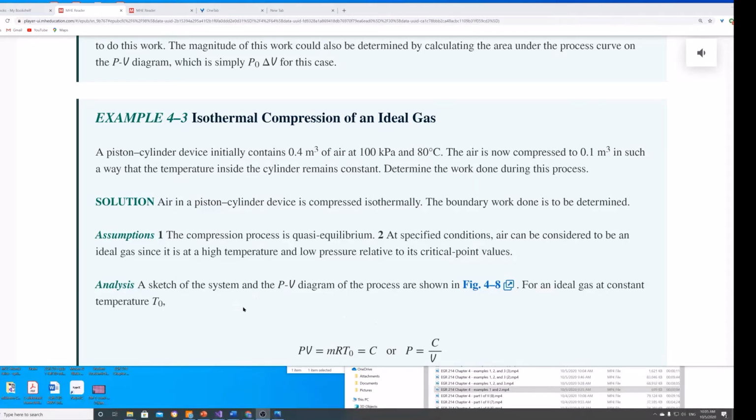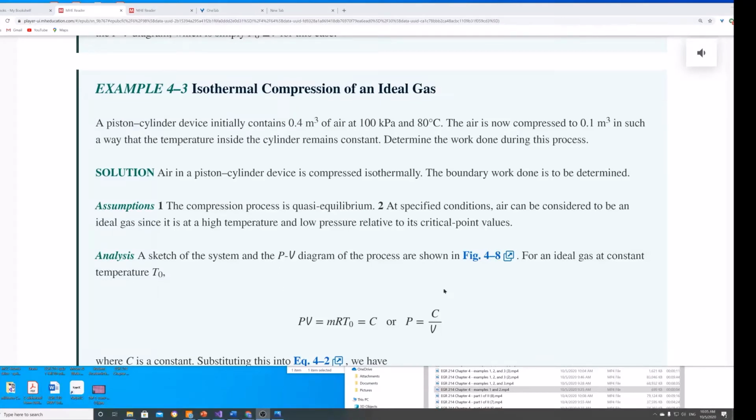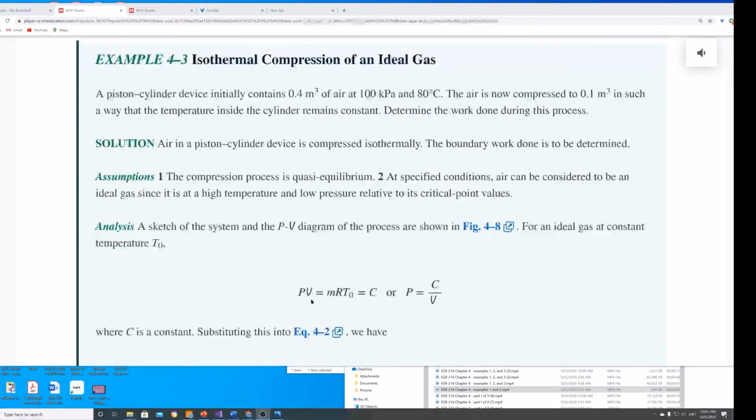All right. With the assumption that it's isothermal compression and we have an ideal gas, we can make this substitution. One of the key points of isothermal compression of an ideal gas is that the pressure times volume is going to be constant throughout. We can substitute in the mass times the R value of the ideal gas times the temperature, the initial temperature, or since it's constant temperature, the temperature throughout. And that's all going to be a constant. So this is the substitution we make.